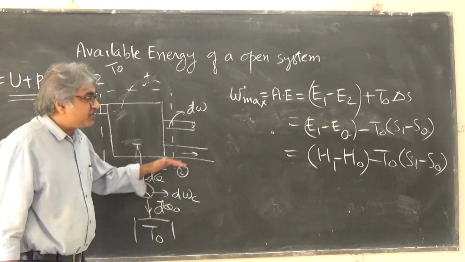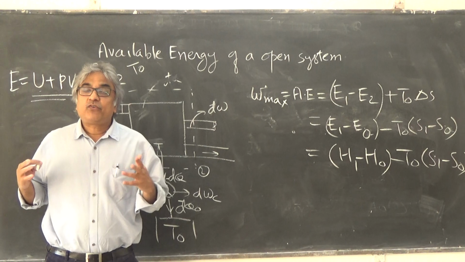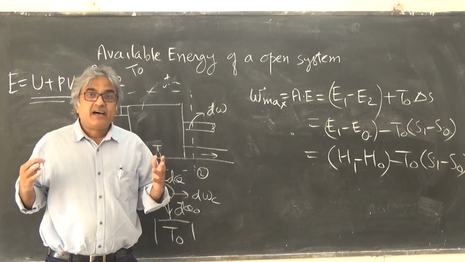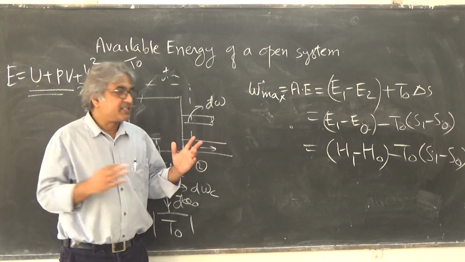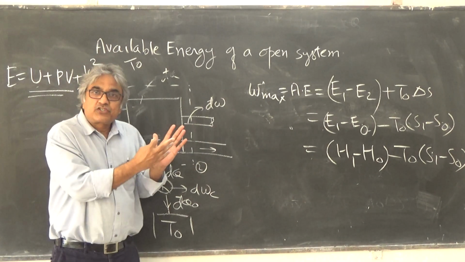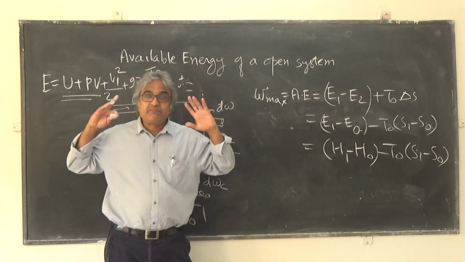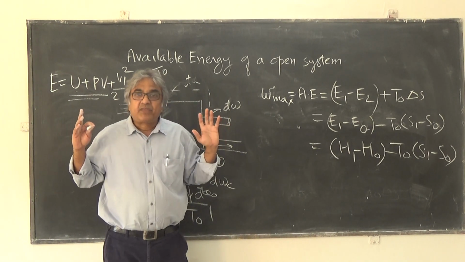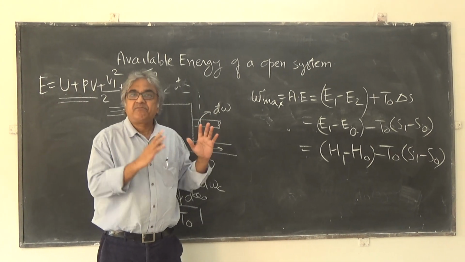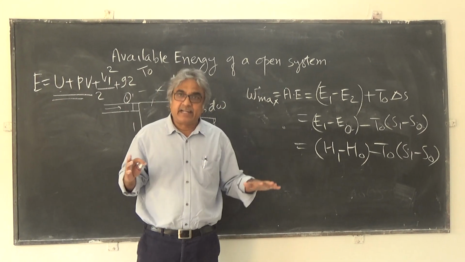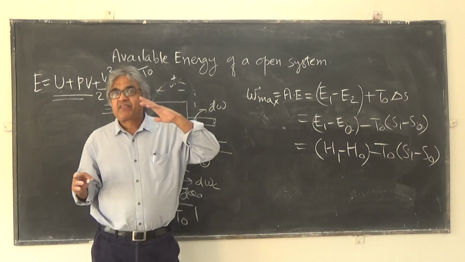Okay, so this is your expression for available energy in a flow process, or an open system. When the system is open, there has to be a flow process, and this will be your expression for maximum work that can be obtained when the system flows through a control volume and reaches the dead state. Okay, and this is available energy, or this is exergy.